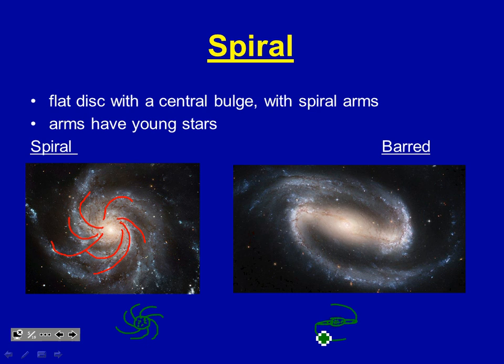So it's got this bar in the middle with the spirals coming off of the center. Okay? Our galaxy is a barred spiral galaxy. All right? It has that bar in the middle. It's a smaller one, but it does. Okay? So the shapes are defining it.